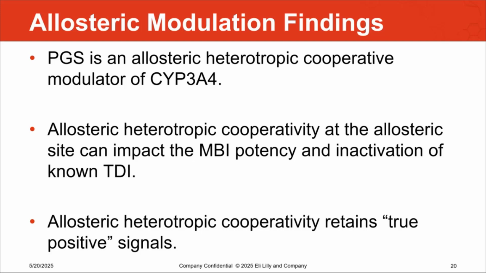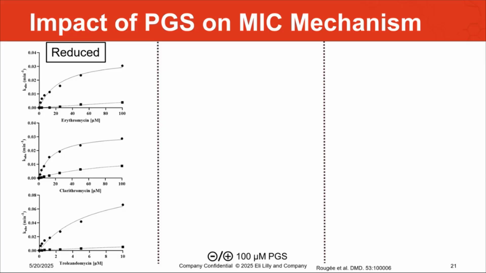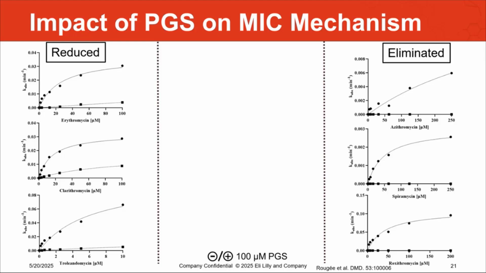across different molecules? And so we got a set of macrolides and we ran the conditions of no progesterone and 100 micromolar progesterone as a screen. And what we saw was we had varied response. In some cases, we saw reduction in our inactivation efficiency, both from Kinact and their Ki perspective. Now, we repeated clarithromycin and troleandomycin, as you saw earlier, and we also had erythromycin. In other cases, such as azithromycin, spiramycin, and roxithromycin, we actually eliminated that signal.